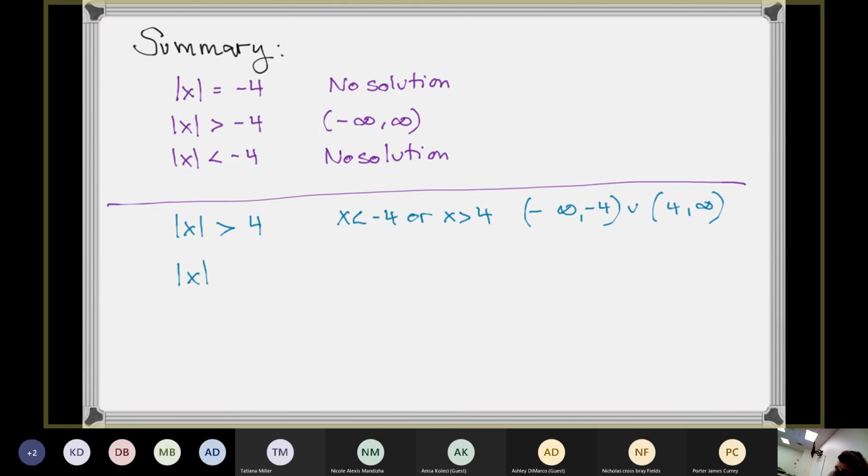If you have an absolute value that is less than 4, then you split it into x less than 4 and x greater than -4. And the interval notation would be between the two numbers, from -4 to 4. There you go. So this is kind of a summary of inequalities, absolute value inequalities.